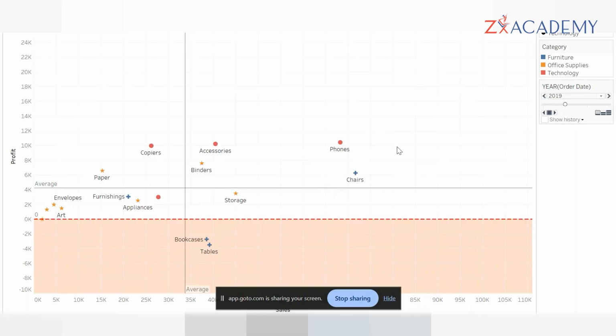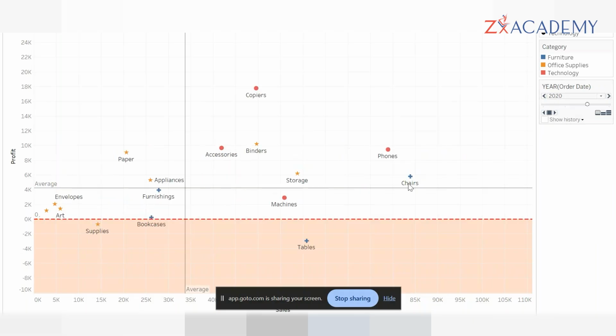We can see they are going in the backward direction, but still the sales they had are huge. So they are still the top leaders when it comes to sales, but when it comes to profit, we have copiers and accessories coming in at the top. And the same thing in 2020: they are still the top leaders in sales, but profit-wise, there are many products giving me a better profit.